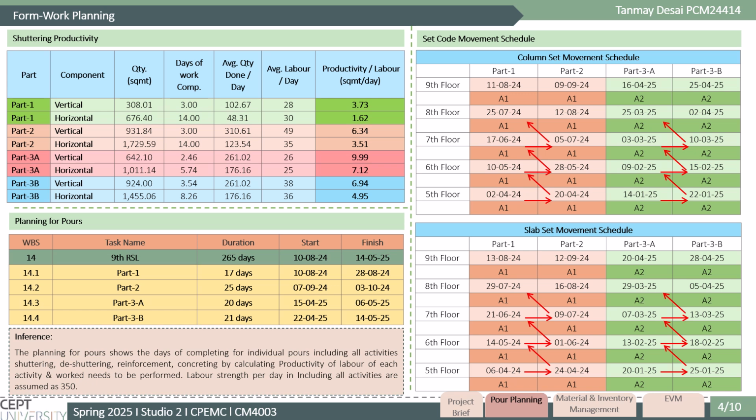This shows the slab cycle planning for 17, 25, 20 and 21 days for respective pours by calculating simultaneous work performed for formwork, reinforcement work, concreting work, curing duration, and de-shuttering work. To the right, the set movement schedule for columns and slabs shows how shuttering sets A1 and A2 move efficiently from the 5th to the ninth floor, reducing idle time between pours.